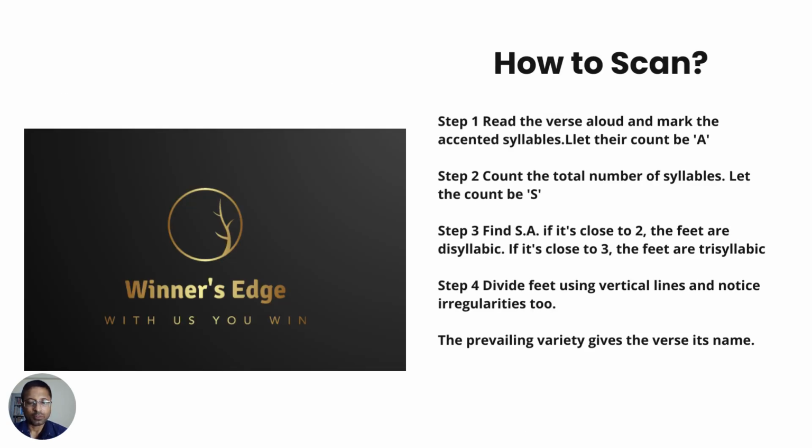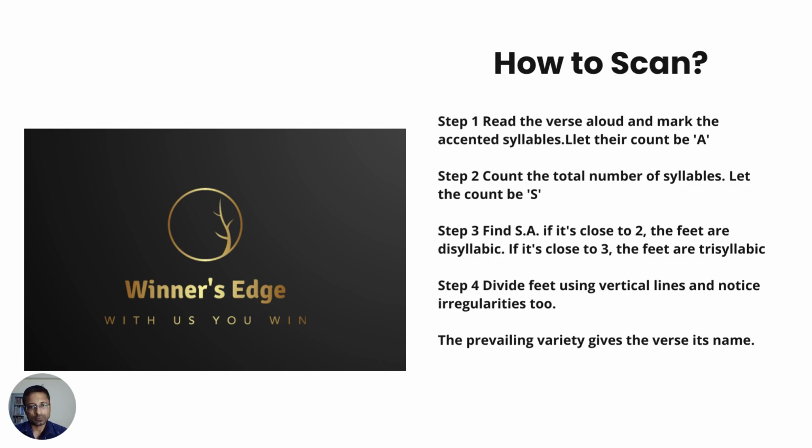Now the one question that's very interesting is how to scan. That's also very formulaic. You only need to mark the accents. So read the verse aloud, mark the accented syllables. Let their count be A, for example. Then count the total number of syllables. Let their count be S. Now find S divided by A. If it's close to 2, the feet are disyllabic. If it's close to 3, then the feet are trisyllabic.